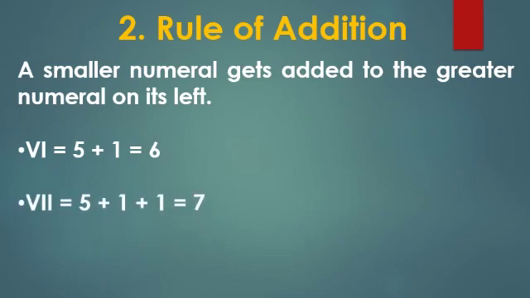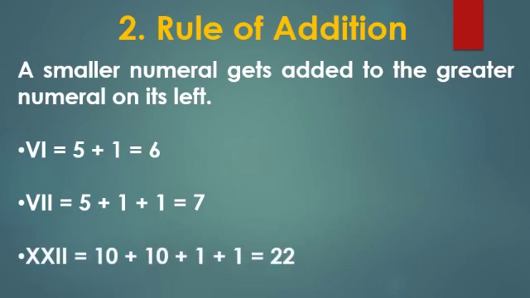Next example is VII. So the value of V is 5. The value of I is 1. 5 plus 1 plus 1 is equal to 7. Last example is XXII. So the value of X is 10, and XXII is equal to 10 plus 10 plus 1 plus 1 is equal to 22.